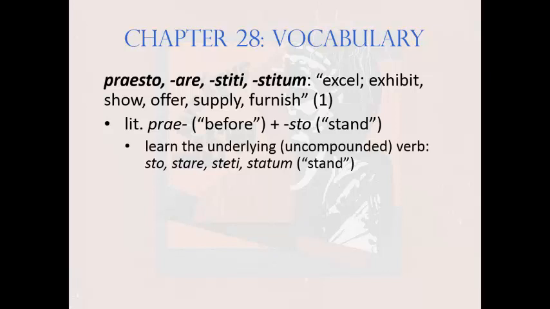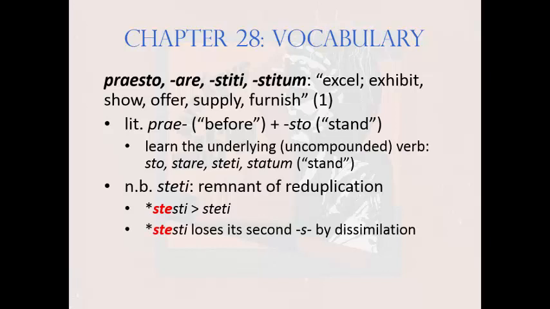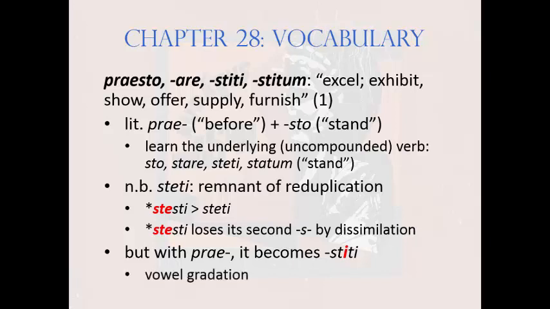Sto, stare, steti, statum. It's an important verb in Latin. You need to know it. And look at the perfect, steti. The stet on the front is the remnant of reduplication. Originally, it was stesti. But you try saying that 20 times fast, and you'll drop the second S too. That's a process called dissimilation, making similar sounds unalike to ease pronunciation. And look at the vowel in the perfect active of the compound. Praestiti, not steti. Remember what that process is called? Of course you don't. You weren't listening then either. It's vowel gradation. Why do I even try?